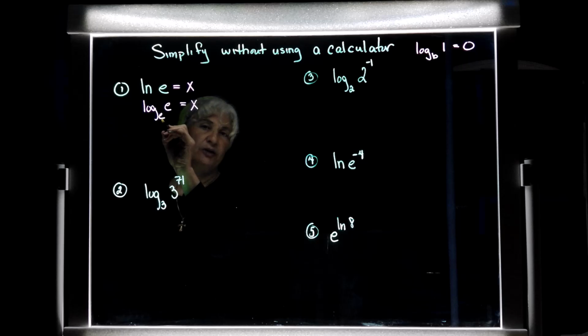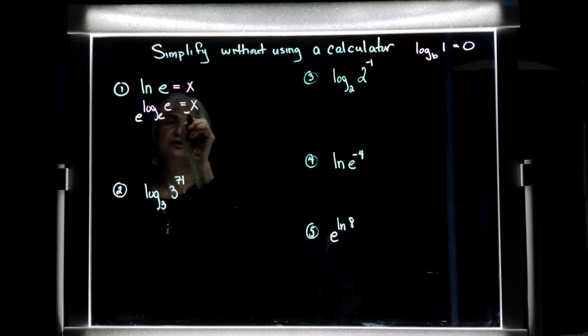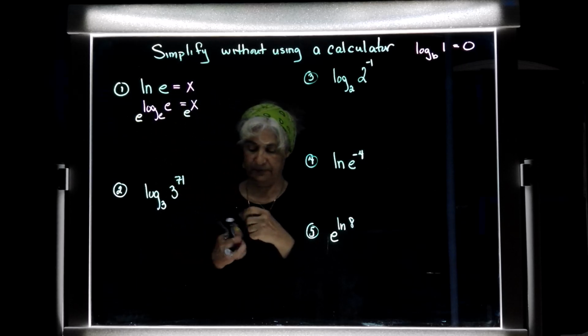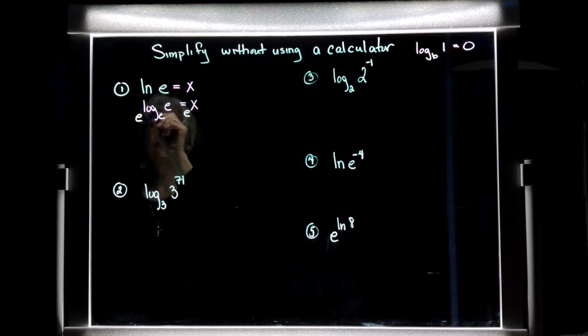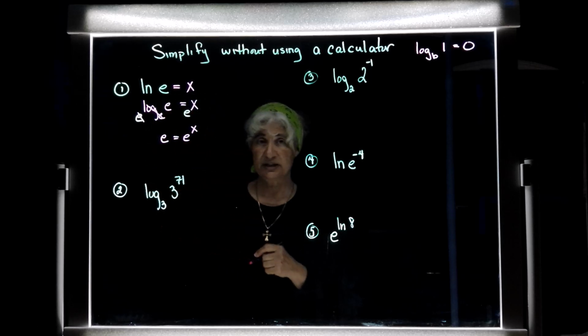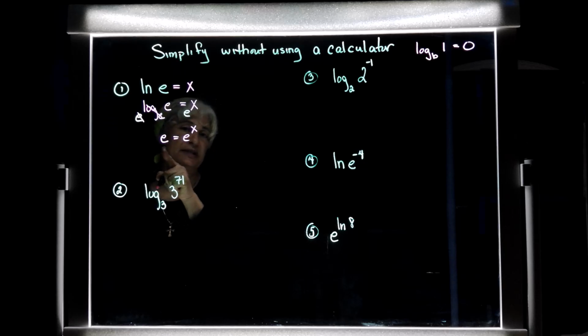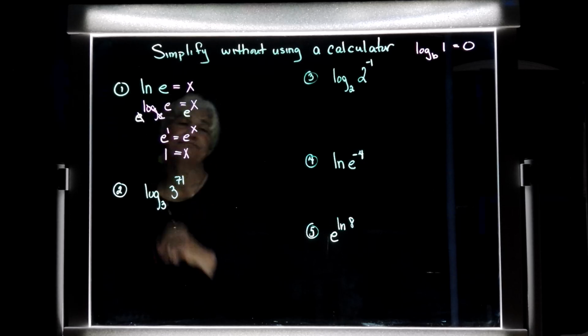I'm going to get rid of log base e by taking exponential base e on both sides. That will cancel log base e and exponential base e and leave me e equals e to the power of x, right? What's the power on this e? A 1. So what does x equal? 1.